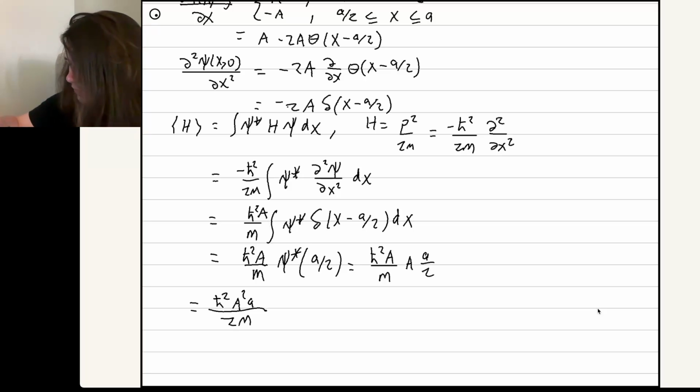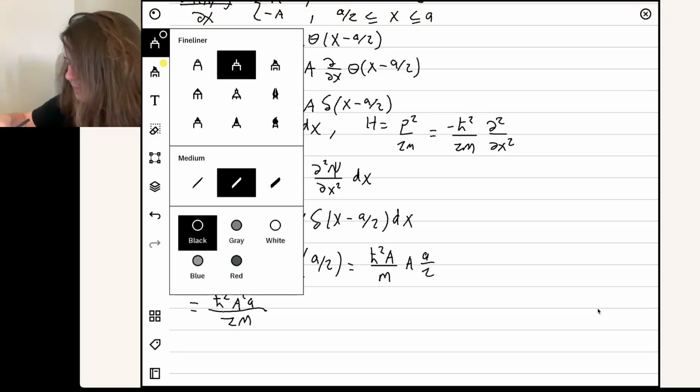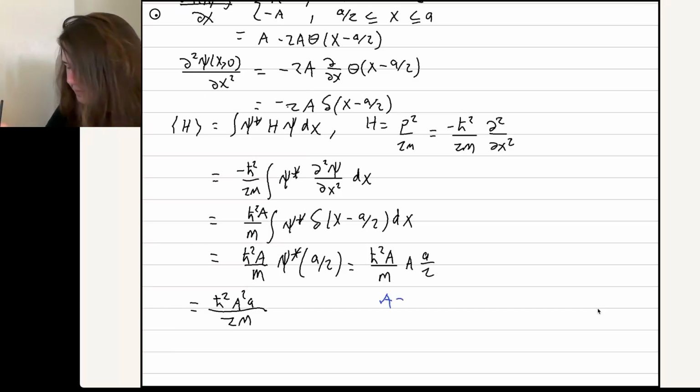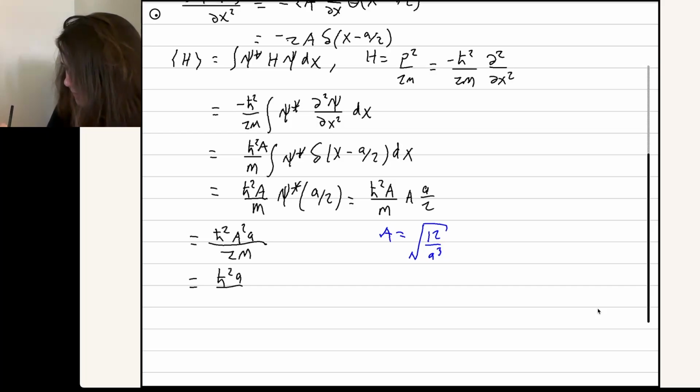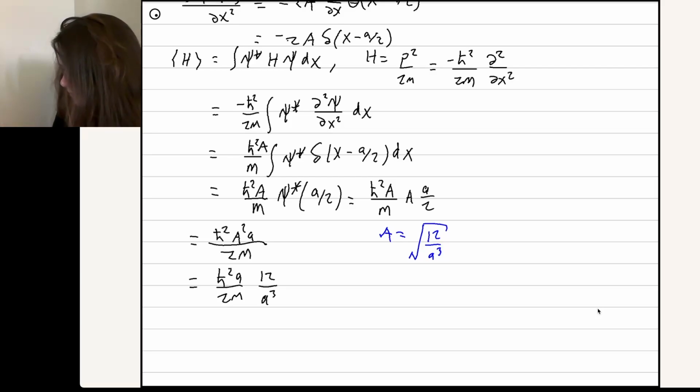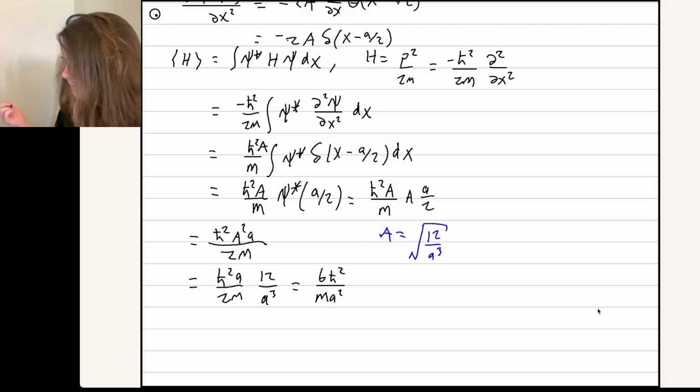And then from problem 2.7, this is a normalization constant that we calculated. It was a equals root 12 over a cubed. Right. So plugging that in here, we have h bar squared little a over 2m times 12 over little a to the third. And that simplifies to 6 h bar squared over m a squared, which matches our result that we got from question 7 that we did in a different way. So we're all good there.